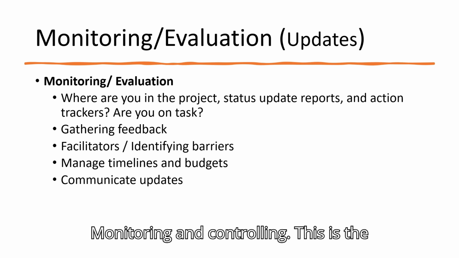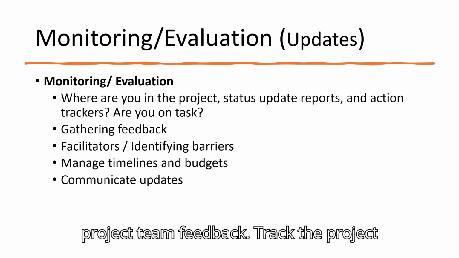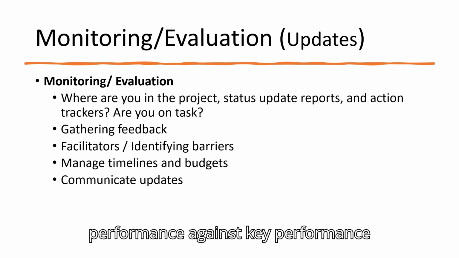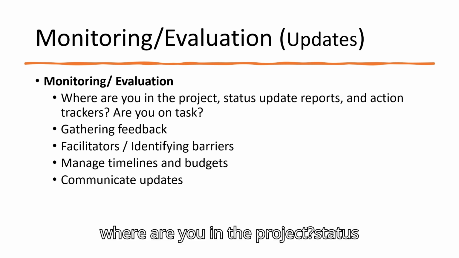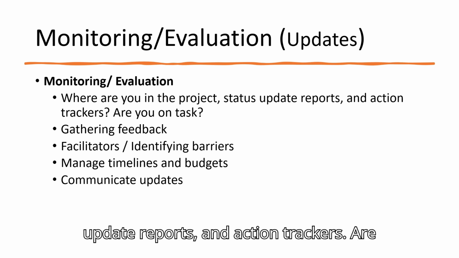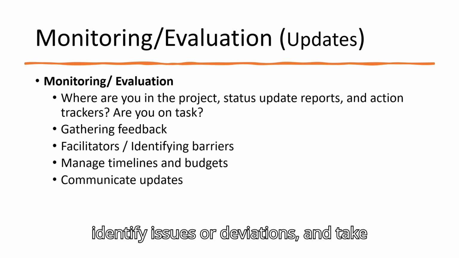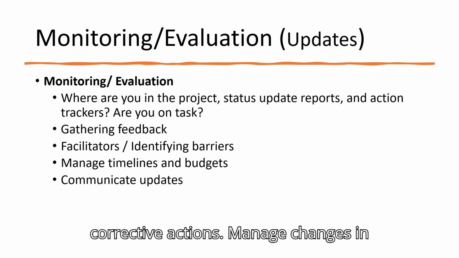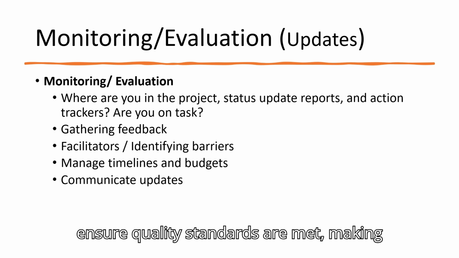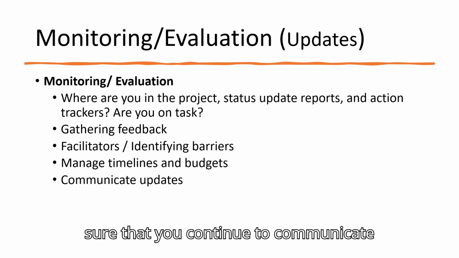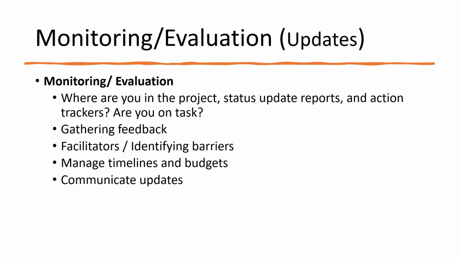Monitoring and controlling. This is the part of your project that relates to the monthly sessional updates and course project team feedback. Track the project performance against key performance indicators. In other words, where are you in the project? Status update reports and action trackers. Are you on task? Gather feedback. Identify issues or deviations and take corrective actions. Manage changes in scope and timeline or budget, and ensure quality standards are met, making sure that you continue to communicate updates to your key stakeholders and involved members.